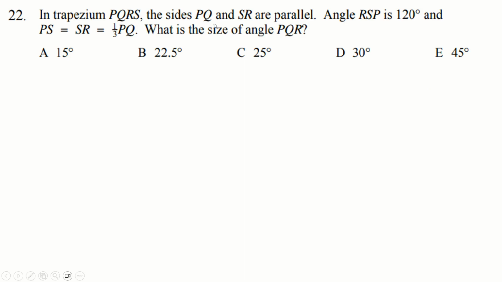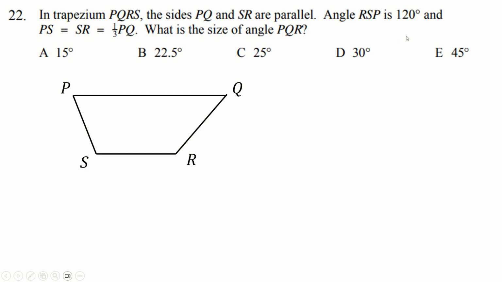Anyway, we draw a trapezium PQRS. We try and draw it loosely to look a bit like the information they've given us. RSP is 120, and then PS and SR, which is this one and this one, are a third of PQ. So let's just call them lengths 1, 1, and 3, just because making up numbers is always good. This angle over here is 60, and we're looking for this angle over here.